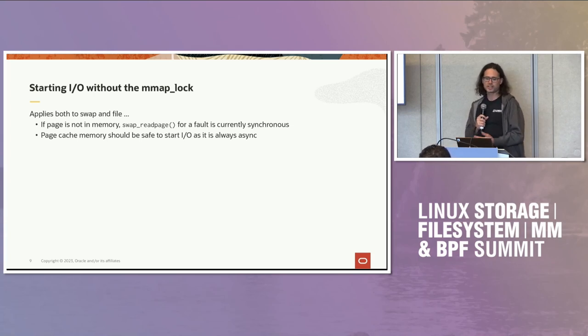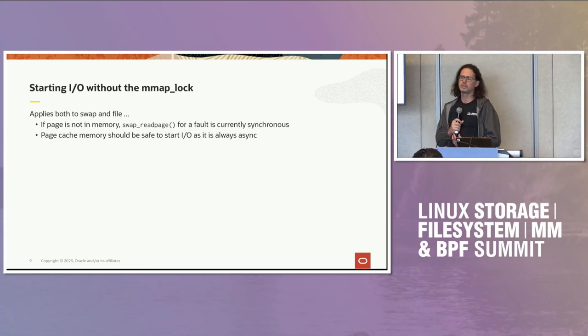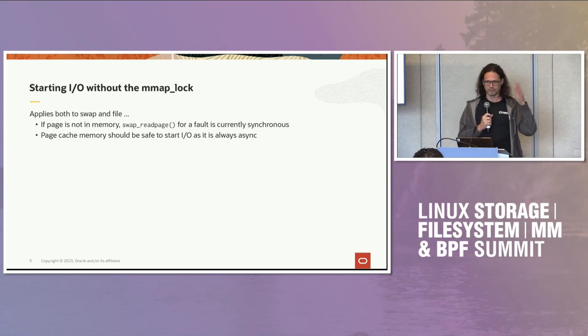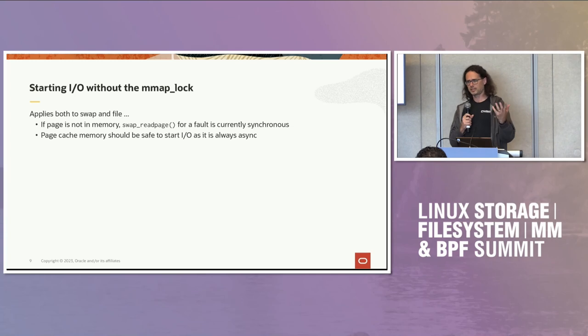Should we be willing to start IO without the MMAP lock? I think the answer is yes. And certainly based on everything that I've just heard about Anon being different from file memory, it sounds like a good idea to start it.